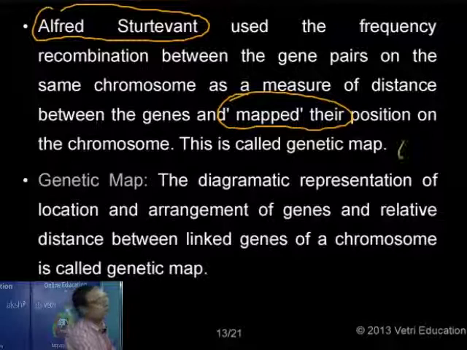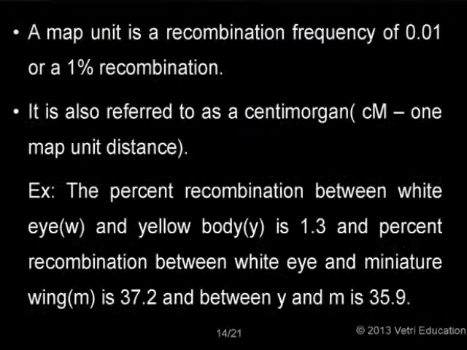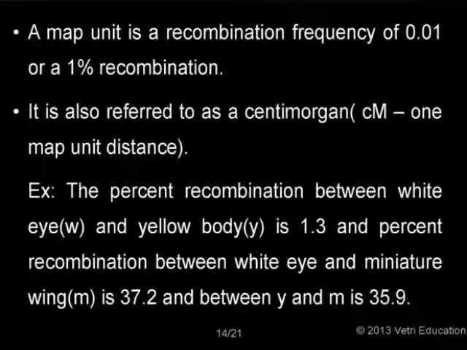This is actually 0.01, or just in the form of 1% recombination. So we can have all 1 centimorgan. 1 centimorgan is equal to 1 map unit distance, or percent recombination, or recombination frequency of 0.01. A map unit is a recombination frequency of 0.01, or 1% recombination.